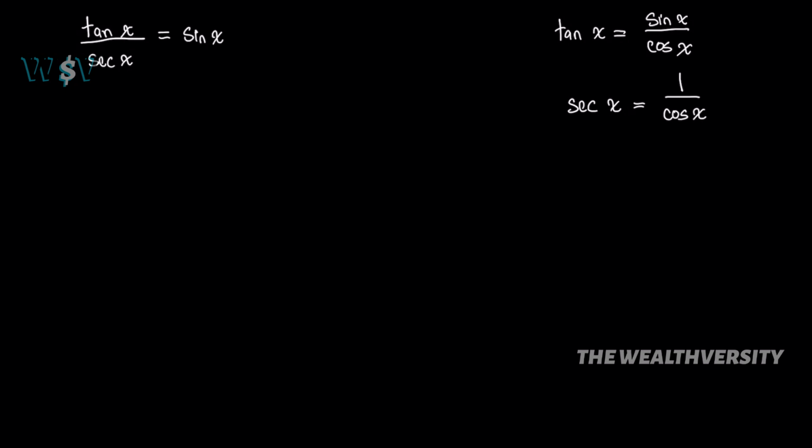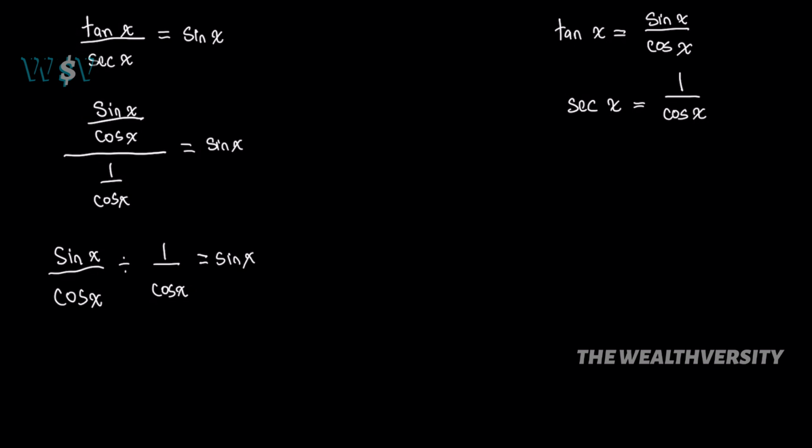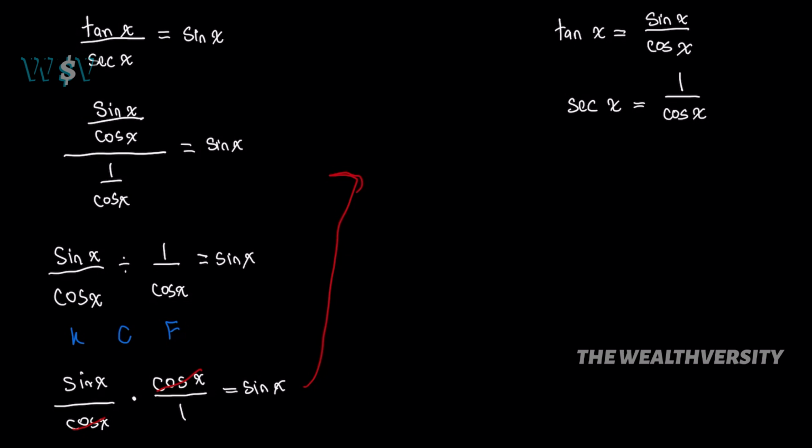We sub these back in the equation, and since it's a fraction divided by a fraction, we use the keep, change, flip rule, where you keep the first expression, change division to multiplication, and flip the second expression. When we do that, we can see that the cos x cancels, and all we are left with is sine x is equal to sine x. Since left side is equal to right side, we have proved this identity.